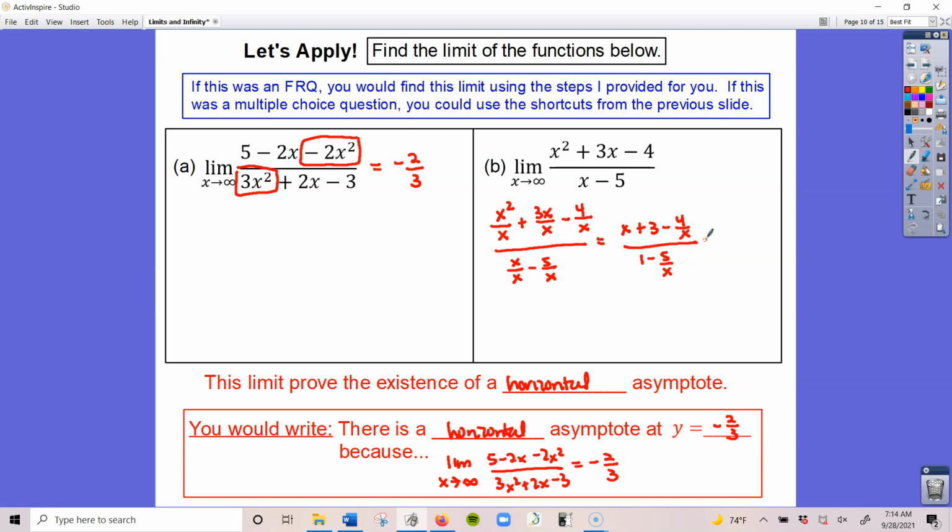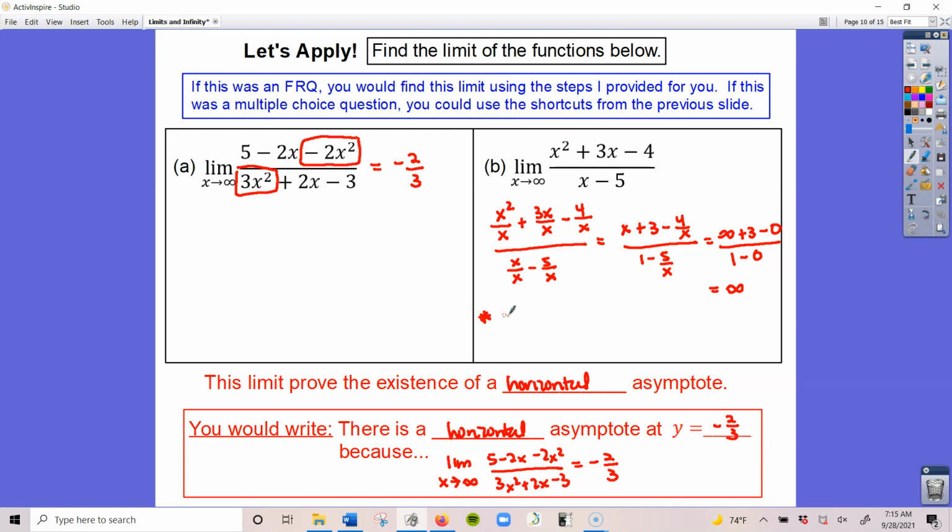Now we're going to plug in infinity. So infinity plus 3 minus 0 over 1 minus 0. Infinity plus 3 is infinity over 1. So we get here that this limit is equal to infinity. Since this is infinity, there is no horizontal asymptote. And again, if you're using your shortcuts, the degree of the numerator, which is 2, is higher than the degree of the denominator, meaning no horizontal asymptote.